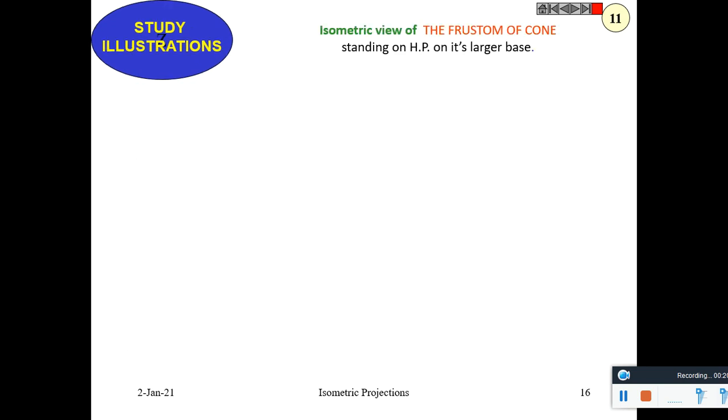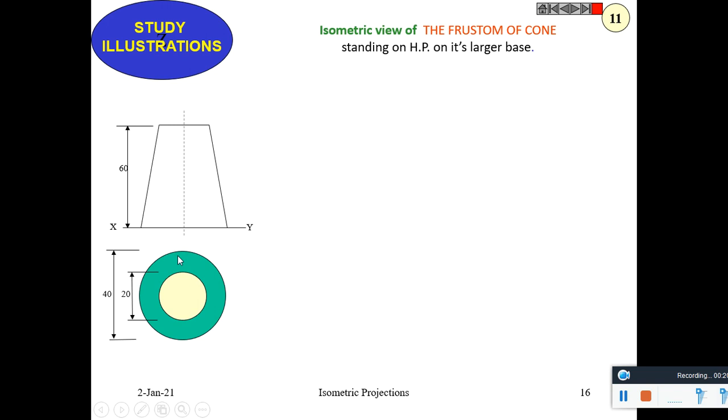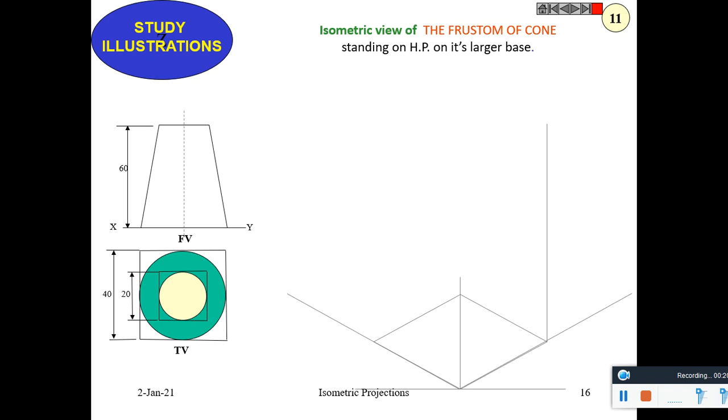Isometric view of the frustum of a cone standing on HP on its larger base. So it's a cut portion of a cone, or frustum of a cone. Its base is 40 millimeter diameter and top diameter 20 millimeter, height 60 millimeter. First of all, draw the top view of the base. So this is a 40 millimeter square. This is also a 40 millimeter square. Inside the 40 millimeter square, we have to construct a 20 millimeter square.